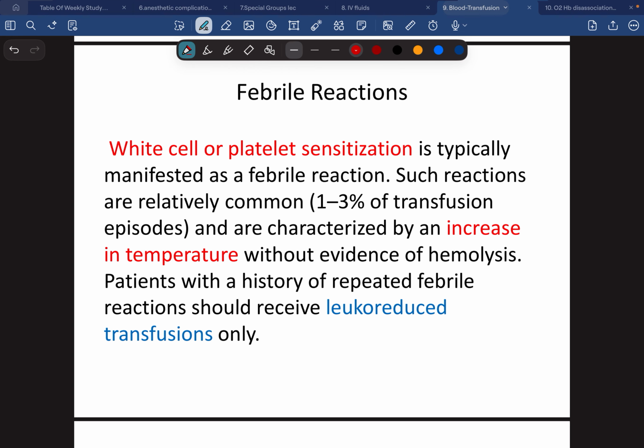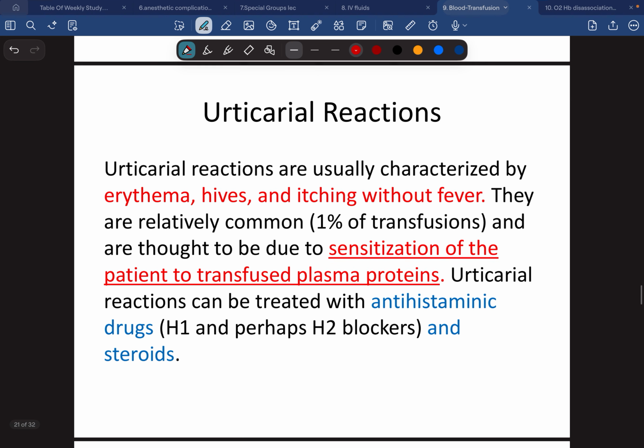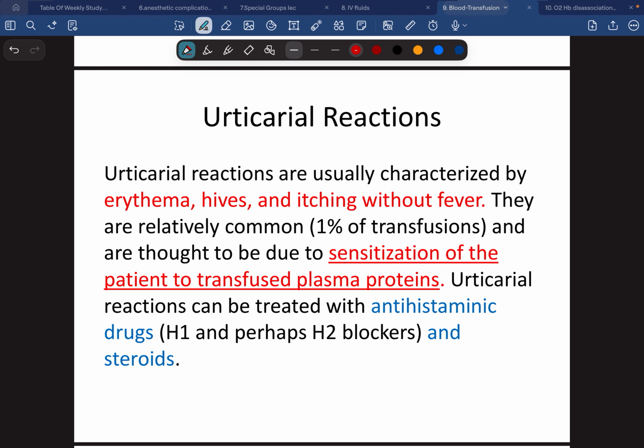Urticarial reactions: just a rash, hives, or erythema without any other symptoms. Sensitization of the patient to the plasma proteins mainly. Antihistamines with or without steroids should be enough.